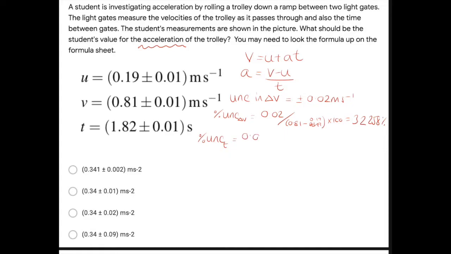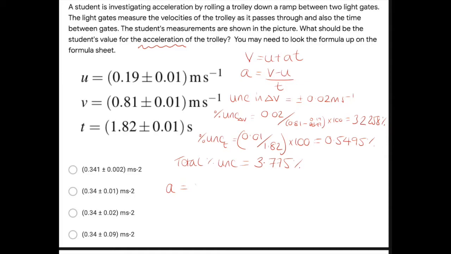We then work out our percentage uncertainty in t. So that is our absolute for t, 0.01, divided by our value for t, 1.82, times by 100, which gives us a value of 0.5495%. So therefore our total percentage uncertainty is the sum of those two, which is 3.775%.